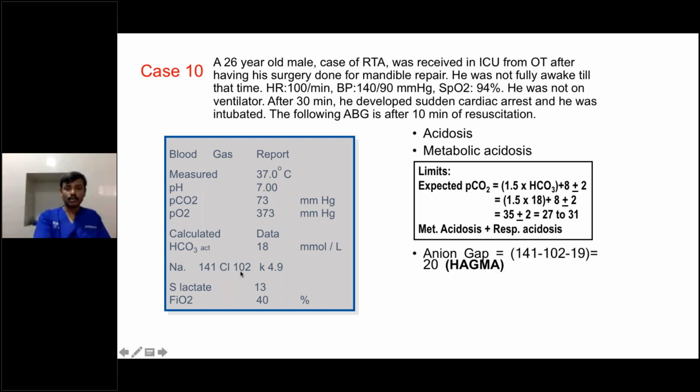Sodium 141, chloride 102, and bicarbonate is 18. That comes around 20. It's a high anion gap metabolic acidosis. So the cause here, lactate is high. So just to know the lactic acidosis more.